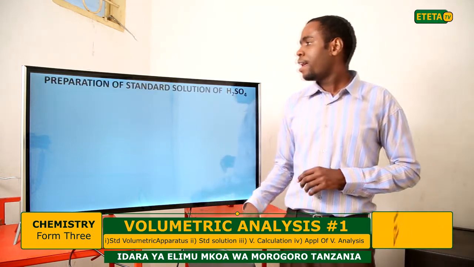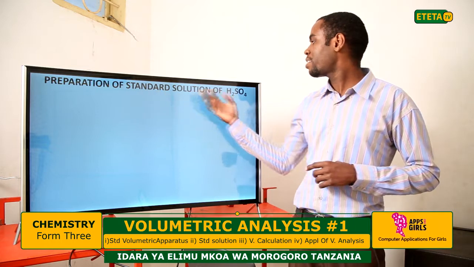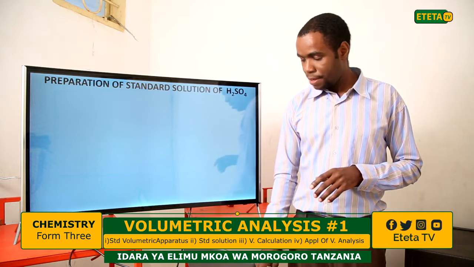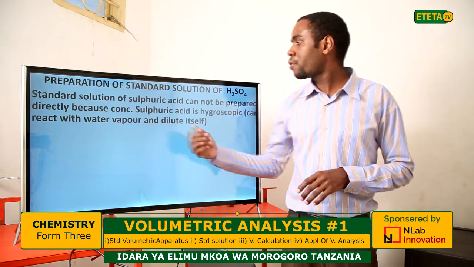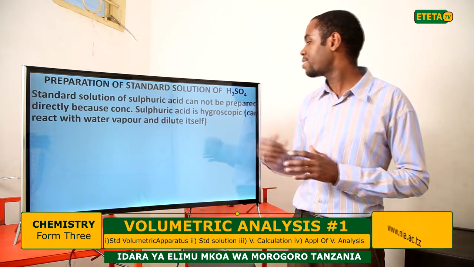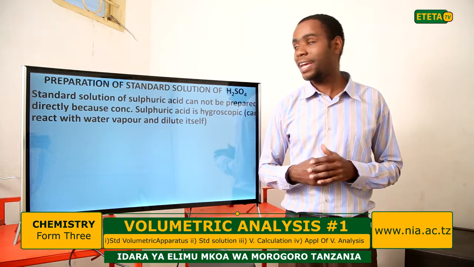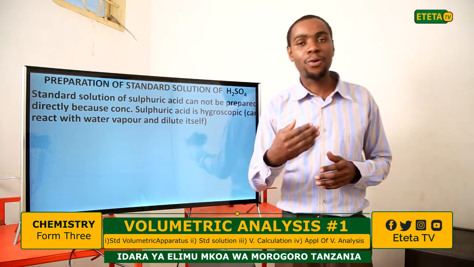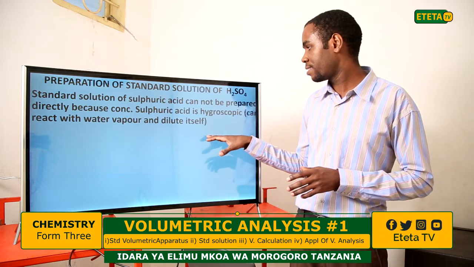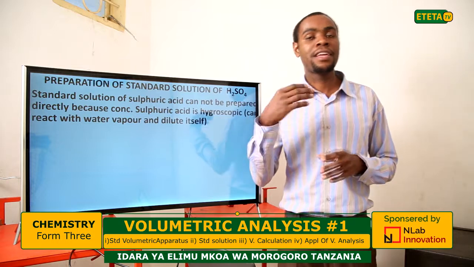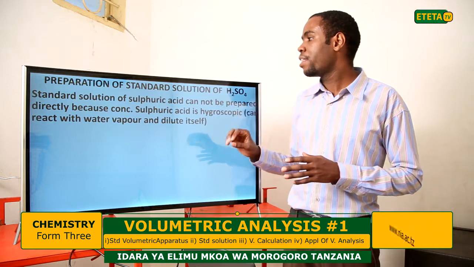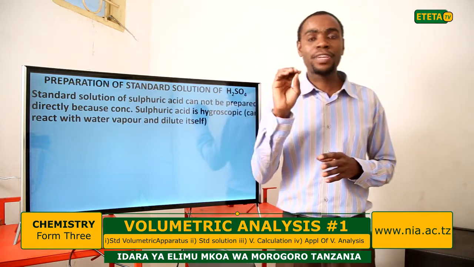Second example is how to prepare the standard solution of sulfuric acid. Now, a standard solution of sulfuric acid cannot be prepared directly because sulfuric acid is hygroscopic. When we say hygroscopic, it means it can react with the water vapor and dilute itself. Because sulfuric acid can react with the water vapor and dilute itself, we cannot prepare the standard solution of sulfuric acid directly.